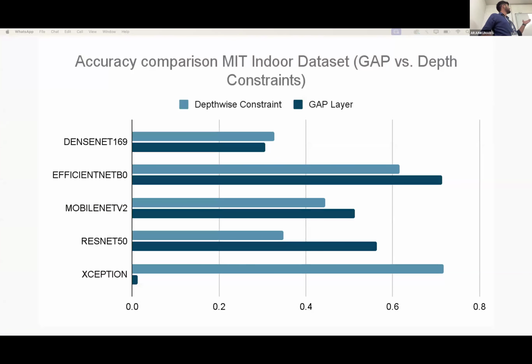This is the comparison graph for the GAP layer and the depth constraint layer. As you can see, for the Xception model, the GAP layer didn't perform very well. The accuracy was nearly 0. On the other hand, the depth constraint layer gave us a higher accuracy of 71.6%, as I mentioned earlier.